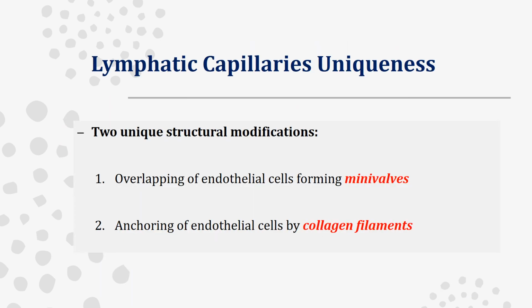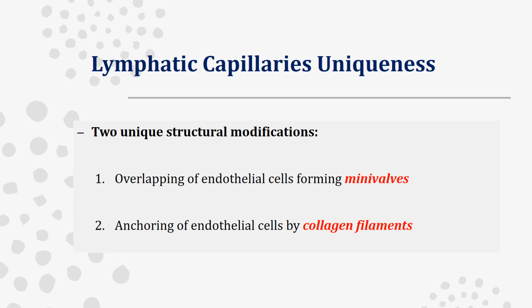So what makes your lymphatic capillaries so unique, so permeable that they can suck up all this interstitial fluid? It has two unique structural modifications. The first one is its cells, the endothelial cells that form the walls of these capillaries. They actually overlap against each other, and the overlap area forms something like a valve, which is known as the mini valves.